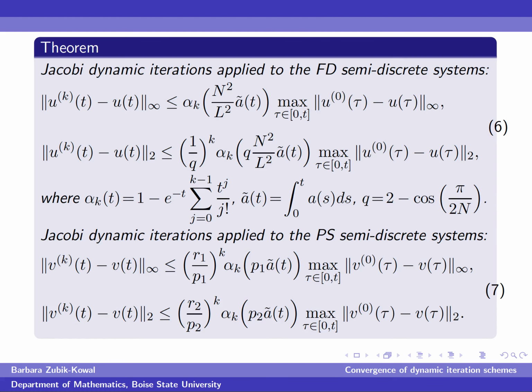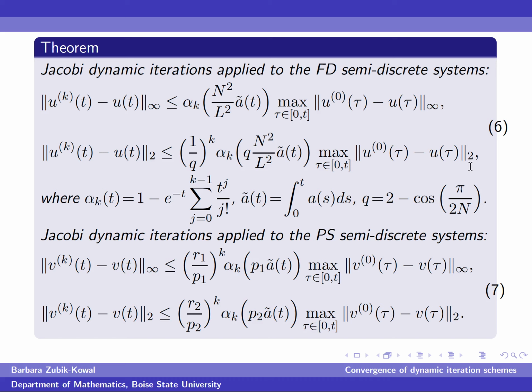now if we apply these Jacobi dynamic iterations to the finite difference semi-discrete systems, then we can derive these two error bounds written in this form labeled by number 6. And here we derived the first one in the infinity norm, while the second one is derived in the Euclidean norm.